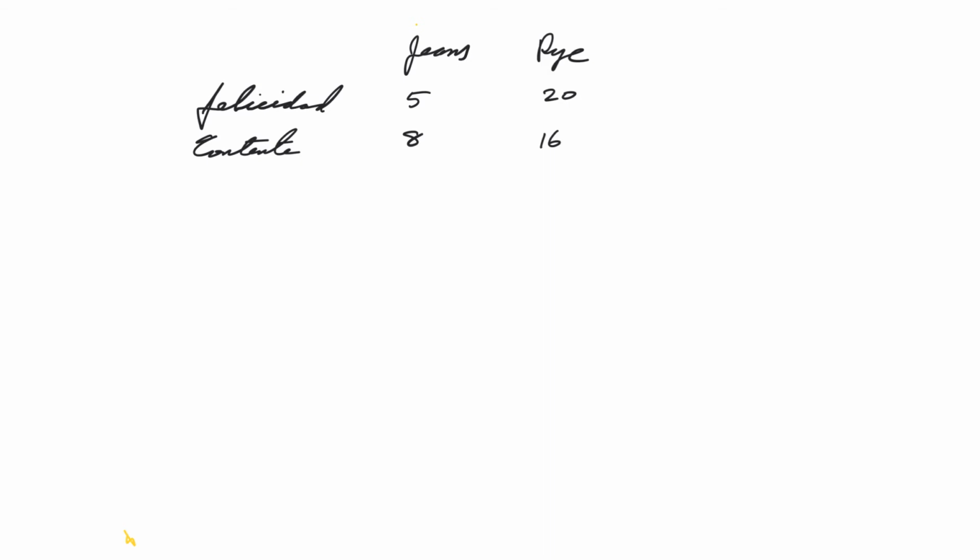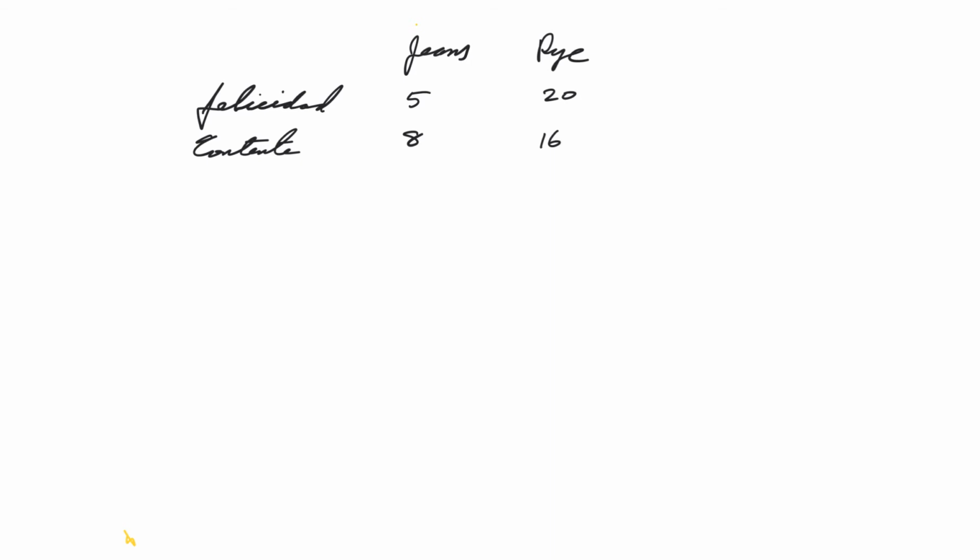You see here that Felicidad in 1 hour can produce 5 jeans or 20 rye. Contente can produce 8 jeans in an hour or 16 rye. Now it goes on to say that, well, I'll just read it, then we'll calculate it. Now it actually gives us these numbers, but I'm going to show you where we get them in case you run into a problem where they don't give it to you.